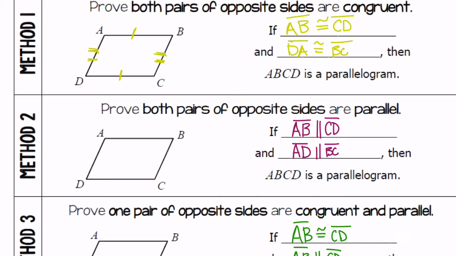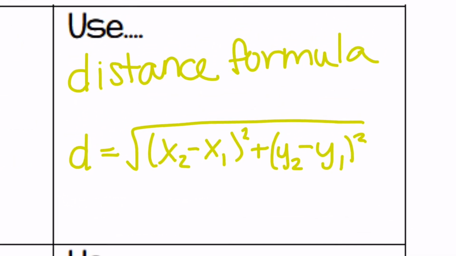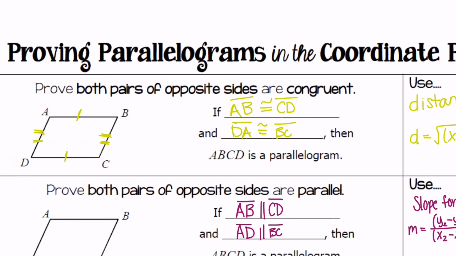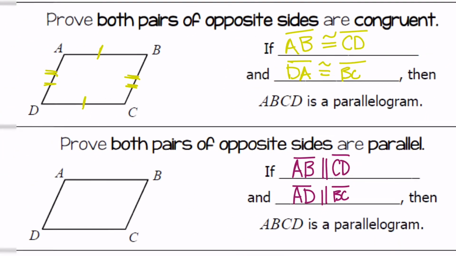When we're dealing with a coordinate grid, we find the lengths of those sides by using our distance formula, which is on the poster in my room up above the whiteboard on the left side. So if you need it, you can use it up there. I also wrote it here, so if you need to copy that down, you can. The distance between 2 points on a line is this formula here. So that is how we can prove that both pairs of opposite sides are congruent.